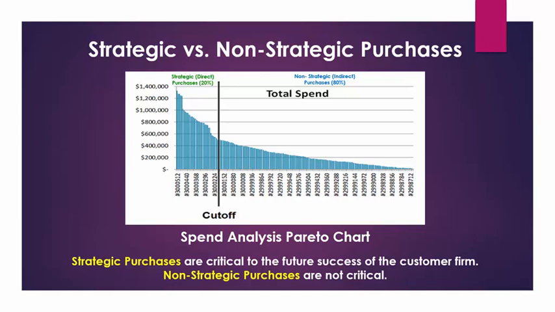Well, Pareto chart implies what? The old 80-20 rule, which means that 80% of the items are responsible for 20% of the value, and conversely 20% of the items are responsible for over 80% of the value that's being spent on these items.